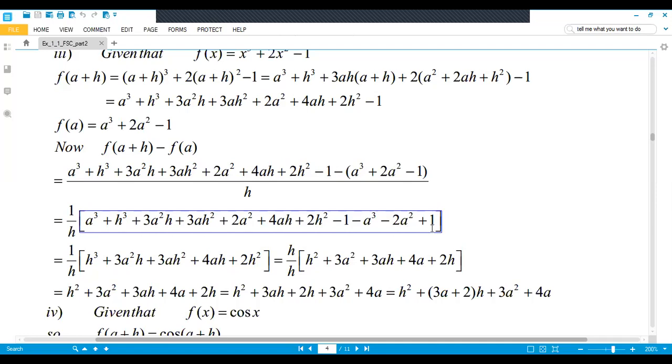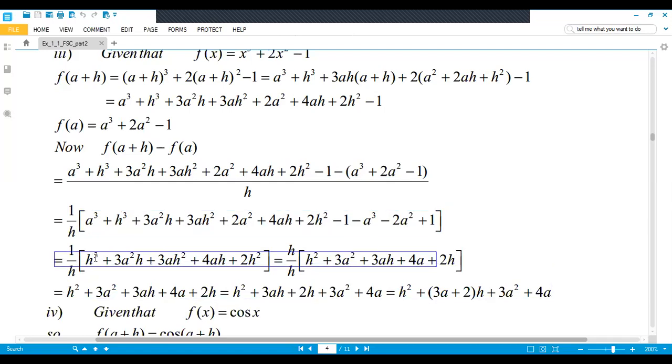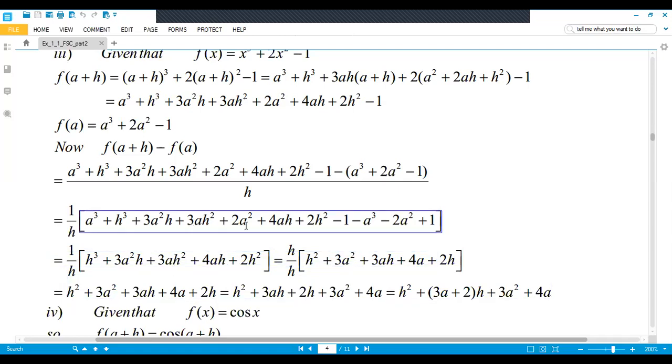Now you simplify it. Look, positive a cube and negative a cube cancel with each other. So h cube, you write as it is. 3a square h, you write as it is. 3ah square, you write as it is. Again 2a square and minus 2a square cancel with each other.